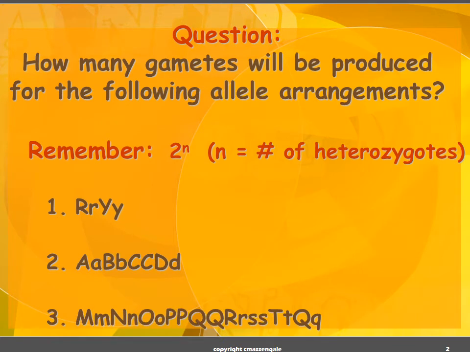Obviously, number 1 is far easier than number 2 and number 3. But all you've got to remember is to calculate how many gametes will be produced, you've just got to use the formula, 2 to the power of n. How many heterozygous individuals will be produced when we cross those allele arrangements?